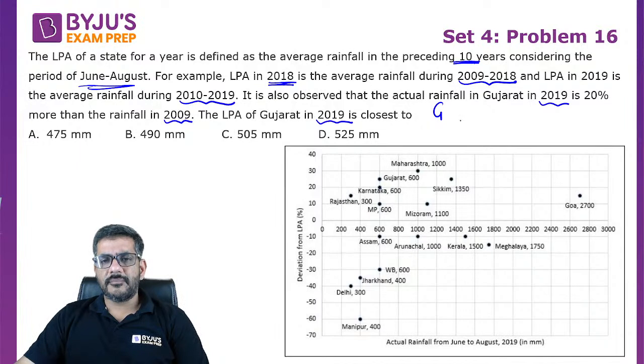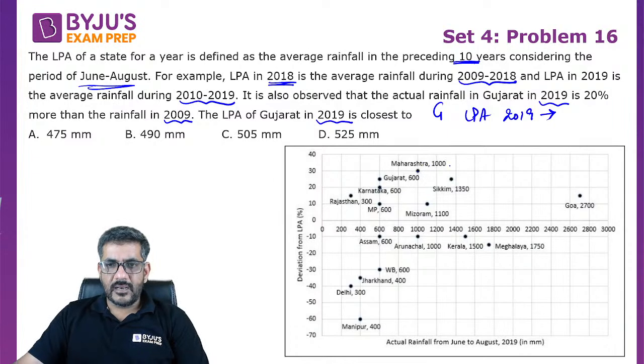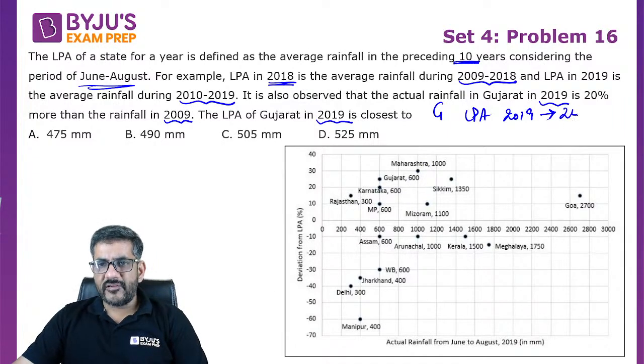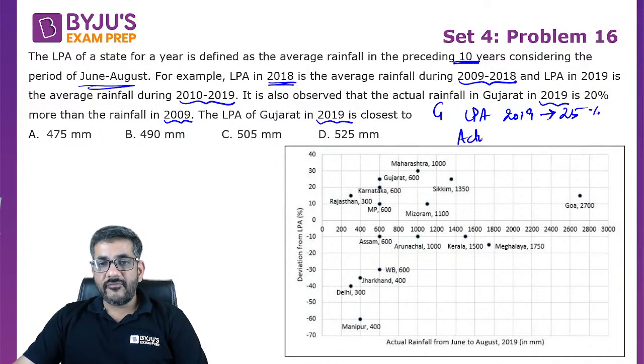गुजरात का जो अगर मैं LPA देखता हूं in 2019, how much is that? So in 2019 the LPA of Gujarat, ये रहा गुजरात, okay? The LPA is equal to how much? It is equal to 25%. Okay? And the actual rainfall of Gujarat in 2019, can I say it is 600 mm?